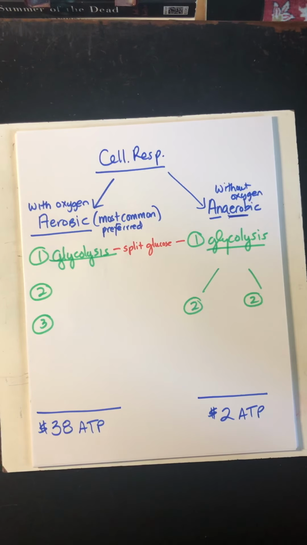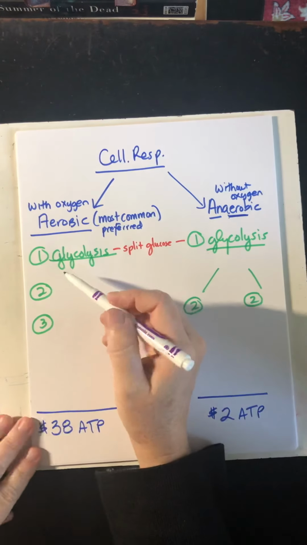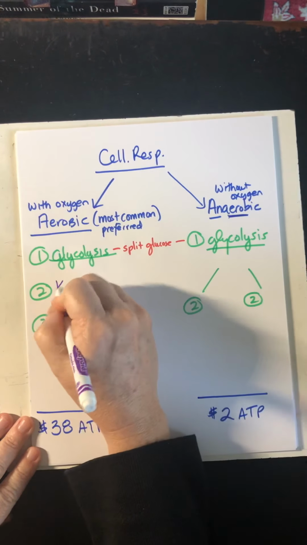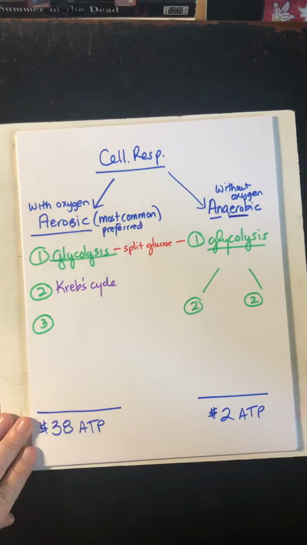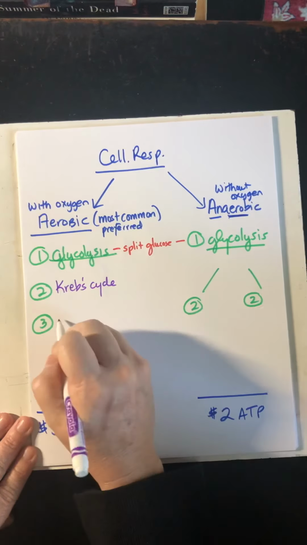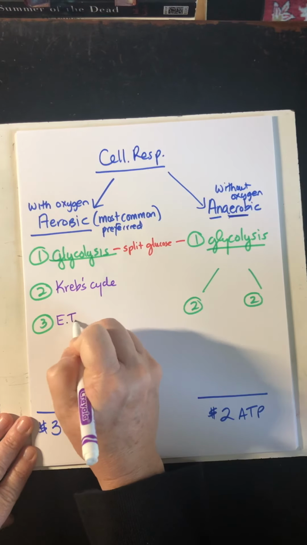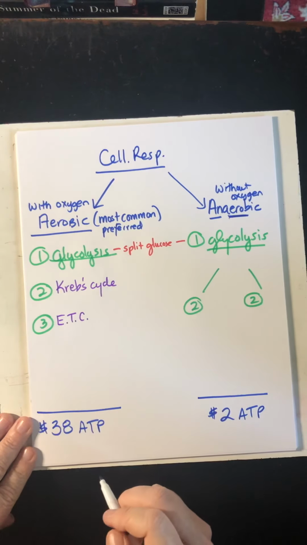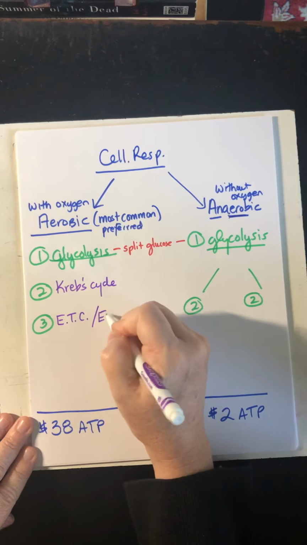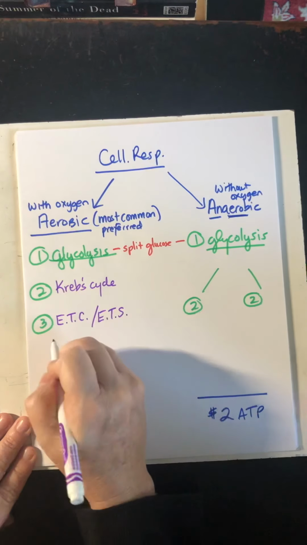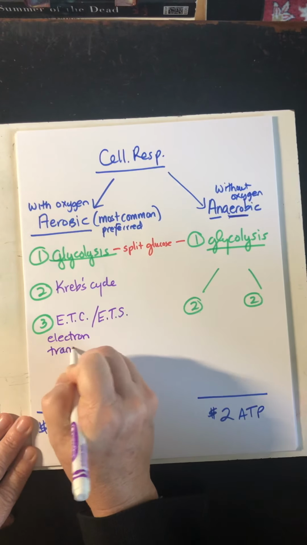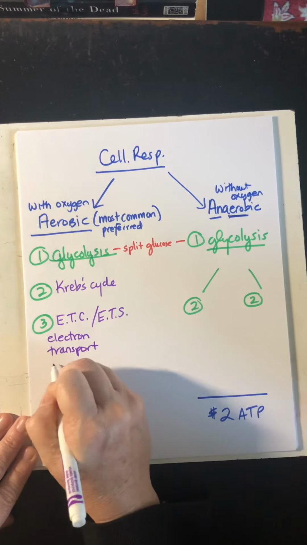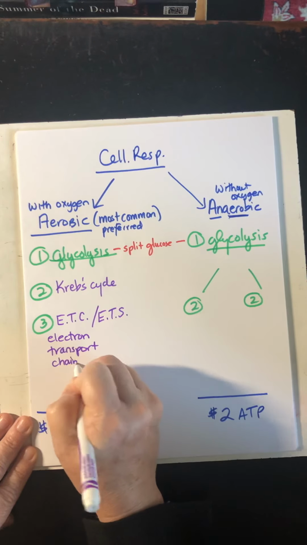All right, so the second step of aerobic is a cycle, just like in photosynthesis. The second step is a cycle, but this one's going to be called Krebs cycle, so it's named after Mr. Krebs. And then the third step is abbreviated ETC. Some books abbreviate it ETS. Doesn't matter, okay? It stands for electron transport chain or system.